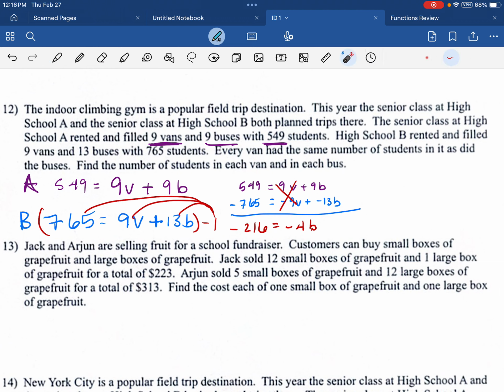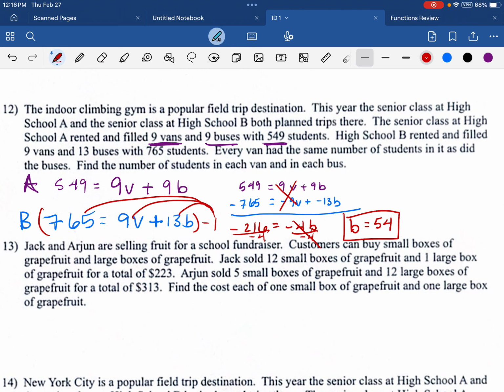Alrighty, well now it becomes pretty easy to figure out how many kids were in each bus. We just got to divide each side by -4. Okay, and then that'll cancel. So again, I'm pulling out my calculator here. Divide by -4, divide by -4. That cancels. And then negative 216 divided by -4. If I type that in my calculator, I get that the answer is B equals 54. So 54 kids can fit in each bus.